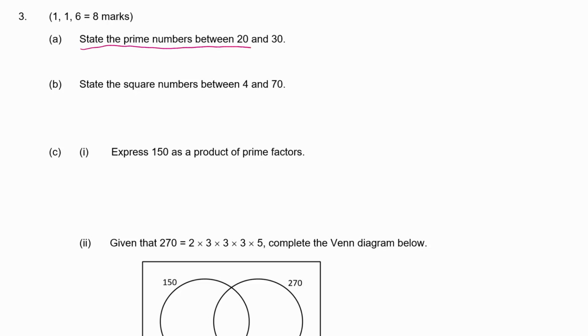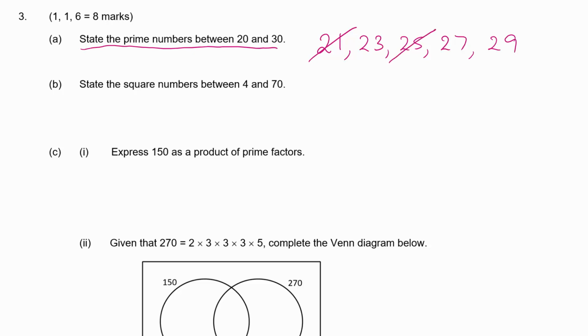We're asked to state the prime numbers between 20 and 30. Now we know that 2 is the only even prime, and so we can only consider odd numbers here. So we've got 21, 23, 25, 27, and 29 as candidates. 27 is 7 times 3, so it's definitely not prime.